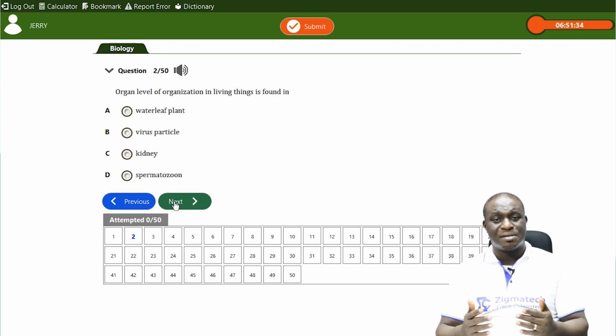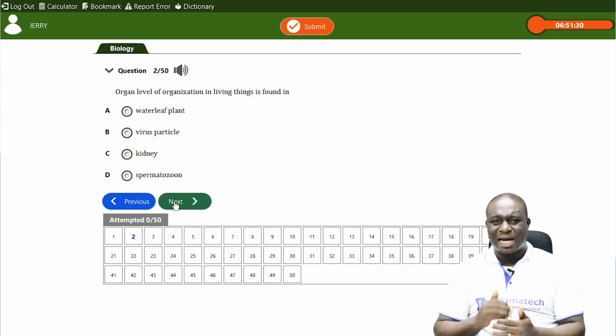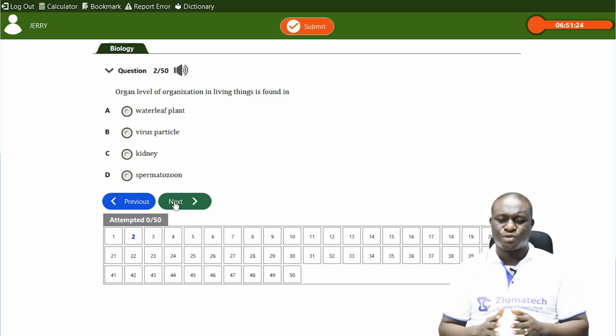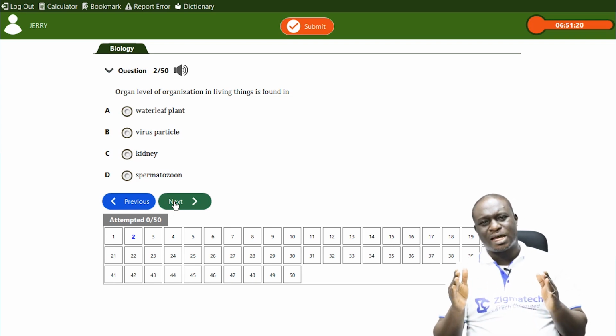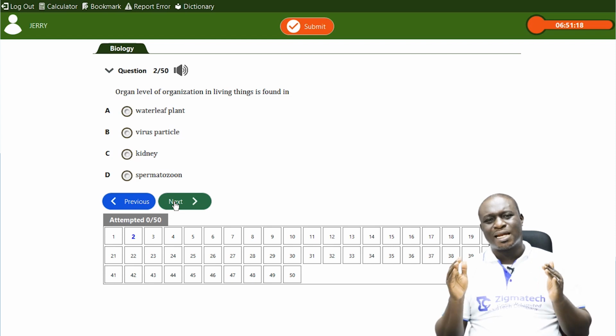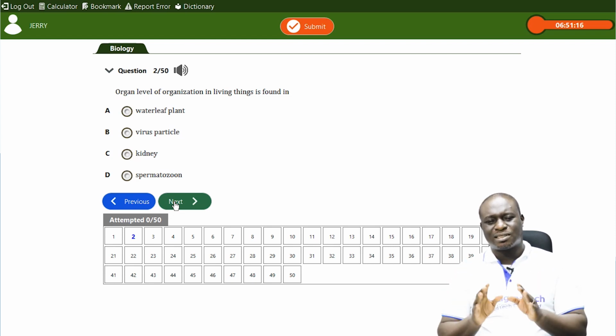There are also organisms that exist as tissues. They don't have organs, they're not made up of systems, they are just made up of tissues. An example is Hydra. So Hydra is another example of an organism that exists solely as a tissue.